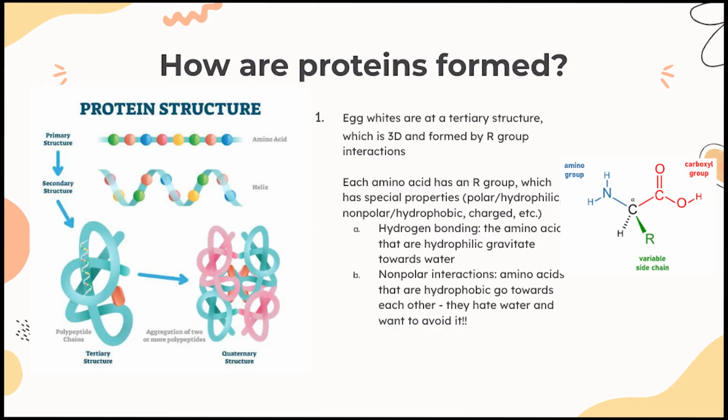To understand how eggs whip up, it's important to know how proteins are formed. Egg whites are at a tertiary structure, which is 3D and formed by R-group interactions. R-groups, or side chains, are special properties on a protein. For example, there's hydrogen bonding, which is like hydrophilic interactions, and nonpolar interactions, which is hydrophobic.